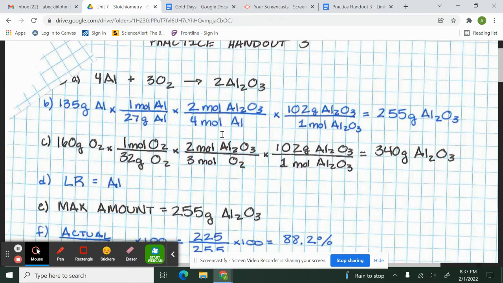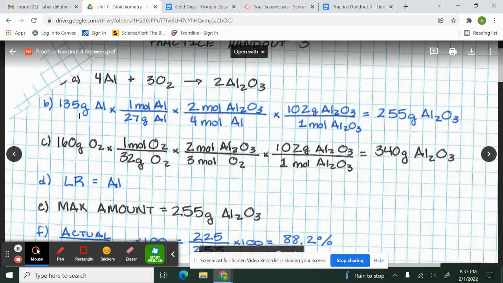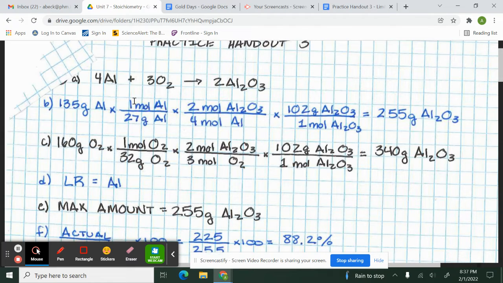You can see that there's a balanced equation there: 4 aluminums, 3 oxygens, 2 aluminum oxides. If you remember back to the problem, I said, what amount of aluminum oxide can you make with 135 grams of aluminum? So we're starting here. There you go, 135 grams of aluminum. Molar mass of aluminum is 27, I did some rounding, over 1 mole. Then there's 2 moles of Al2O3 over 4 moles of Al. You can see that from the balanced equation.